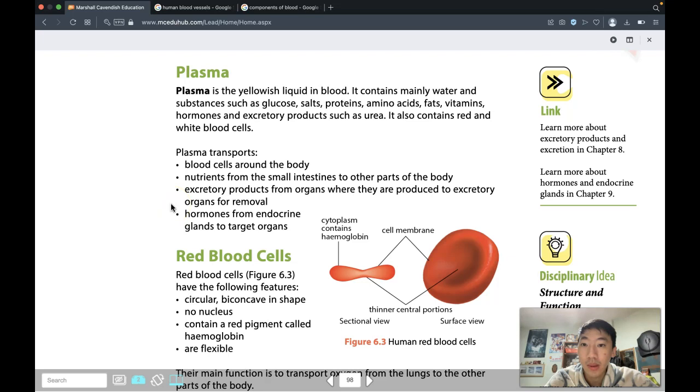One thing to be aware of is the urea. Urea is produced mainly when there is too much eating of amino acids, or eating too much protein. We will talk about this in the future also.